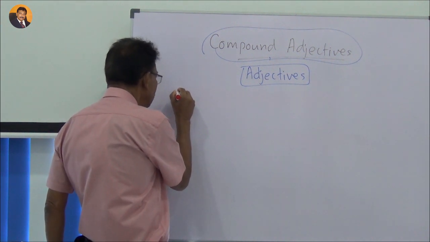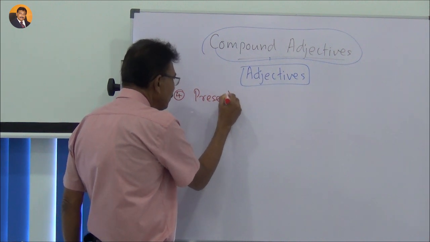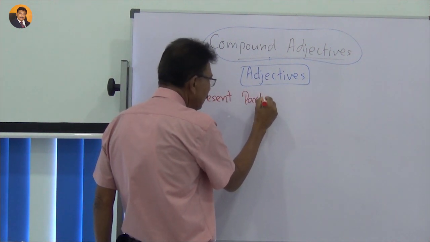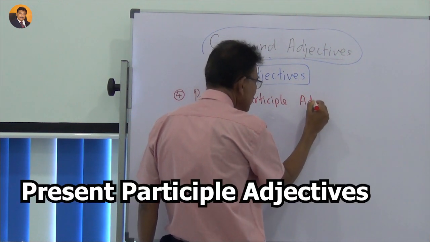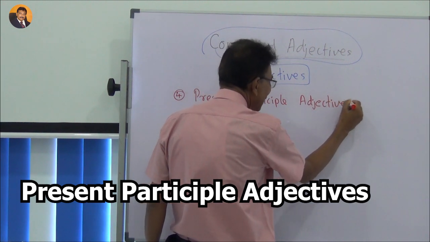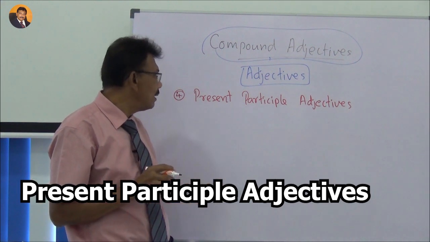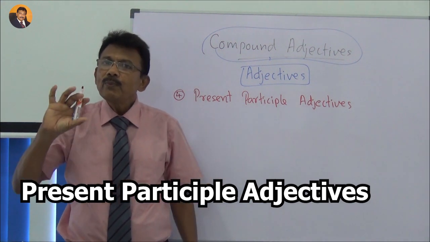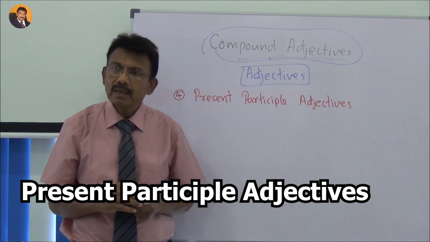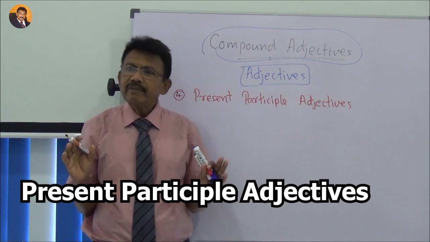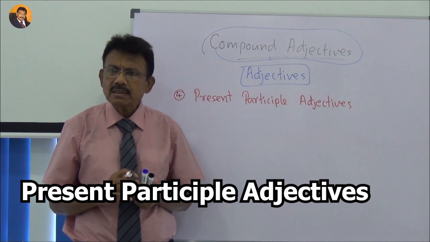So the fourth one, present participle adjectives. We'll call it that way, present participle form as an adjective. I just wrote it, present participle adjectives. So we can use the present participle form of a verb as an adjective. Does everybody know what present participle is? Do you know what present participle is?